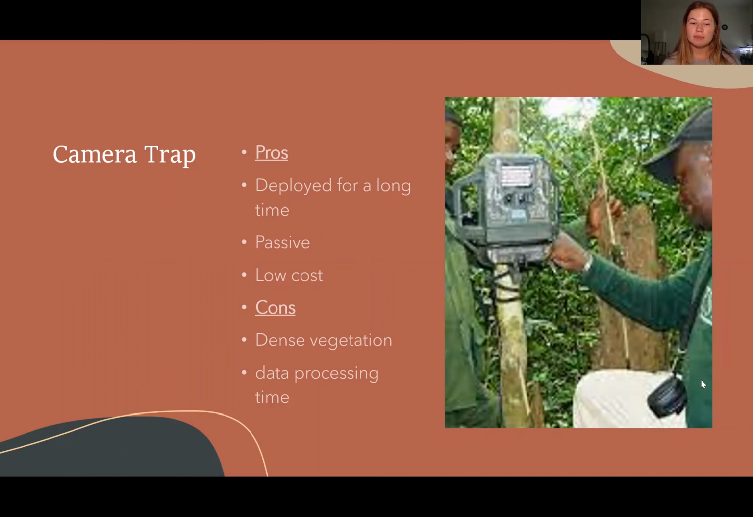Some of the cons of this method is that the okapi habitat is very dense vegetation, the cameras can't see through vegetation, and as I mentioned earlier, the camera will be triggered by anything passing in front of the sensor, so that could incur a very long data processing time.